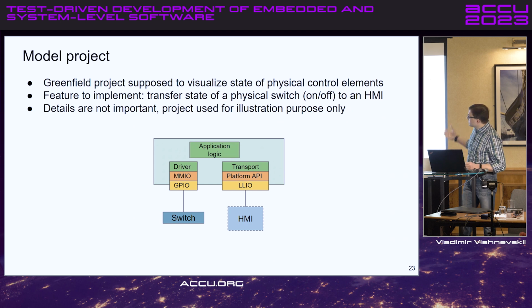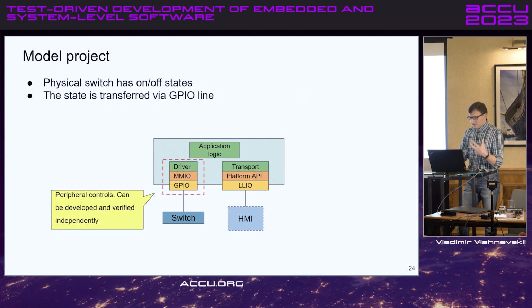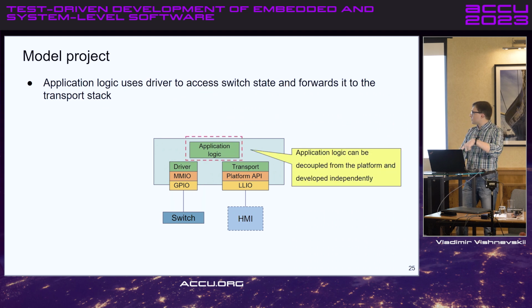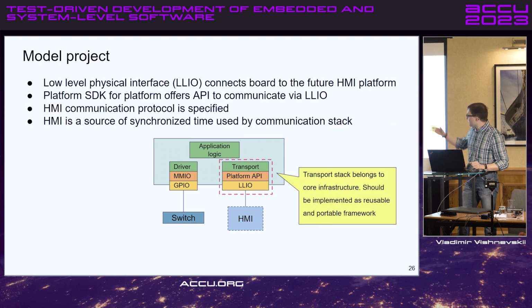But generally, what we need to develop: we have a switch. This switch is just an on-off switch. It is connected using a general purpose input-output line to our board with a microcontroller. There is an application logic that needs to read the state of the switch and then use the transport subsystem and forward it to some HMI that is supposed to be developed in parallel somewhere. The protocol of communication is well defined. We just need to implement this.